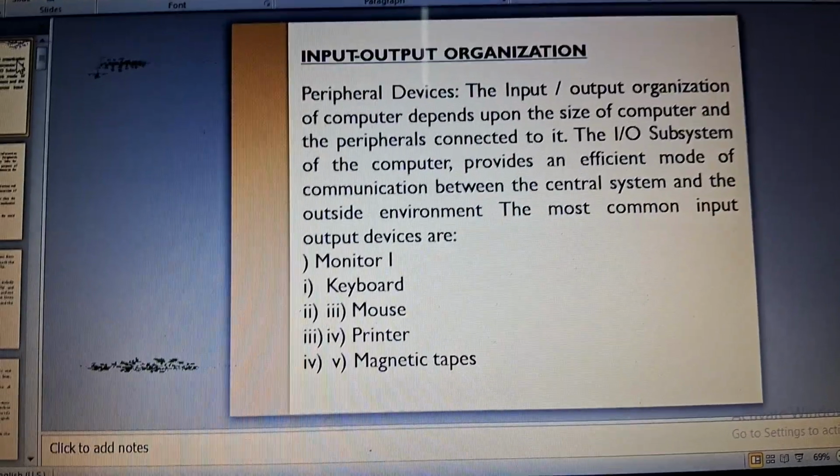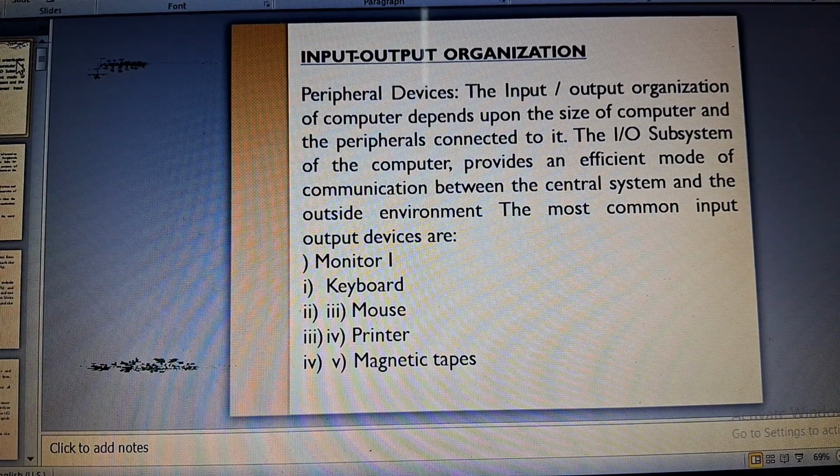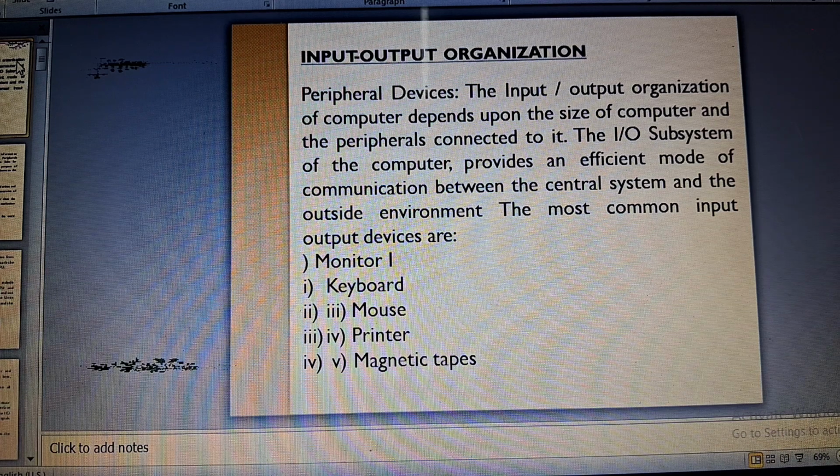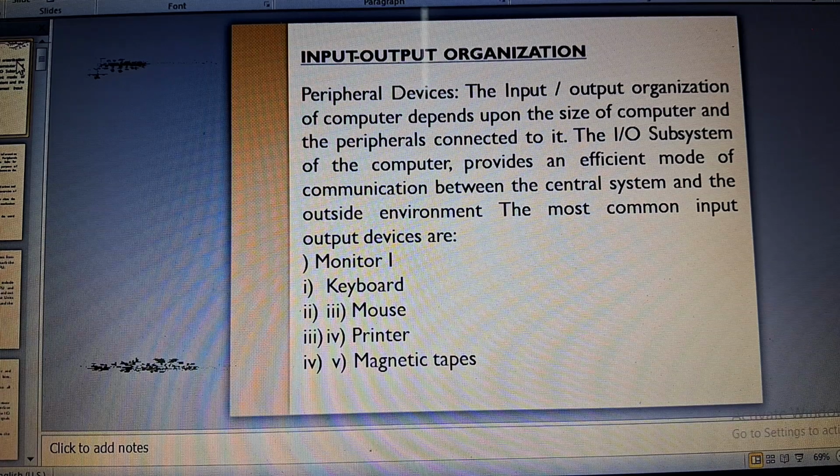Now our next topic of discussion is input-output interface. Whenever any peripheral device, that is either an input device or an output device like your monitor, keyboard, mouse, printer, whatsoever, is connected with the CPU, there is a difference of communication between them, because the input-output organization of a computer depends upon the size of the computer and the peripherals connected to it.